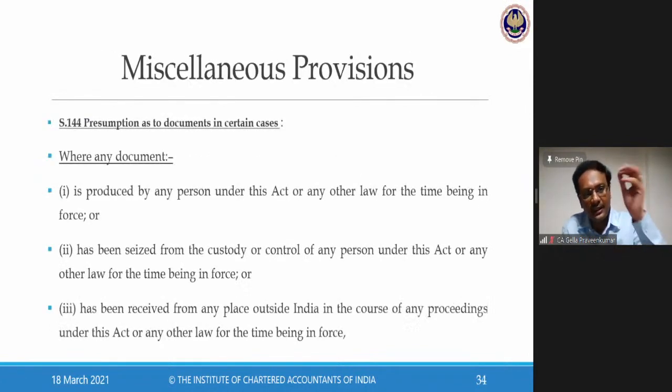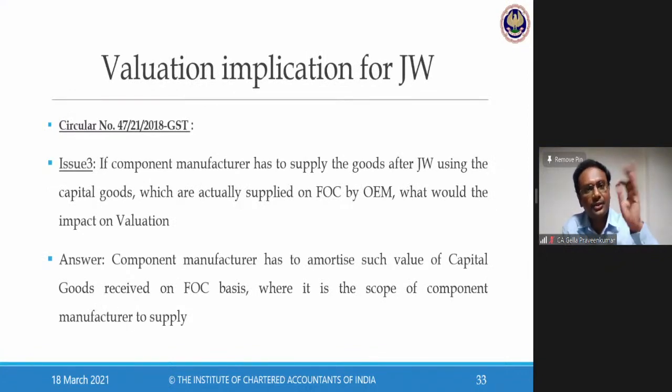So friends, with this we come to the end of our job work provisions. Expect one 4-mark question from job work. For sure, there is one case law which is tested in your examination. So let me see if there are any questions before I go to miscellaneous provisions. So far so good, no questions. Anything on job work? Let me come back to my presentation.